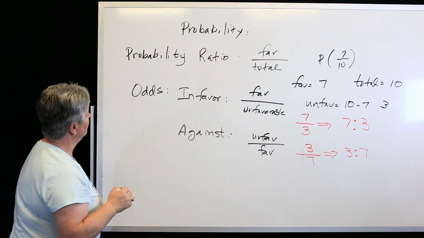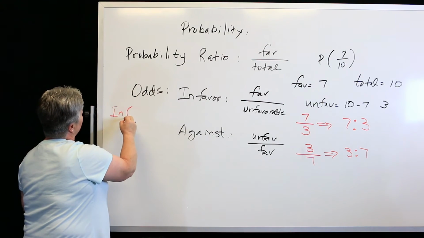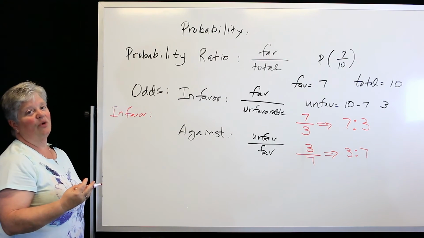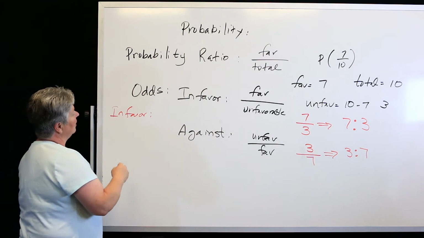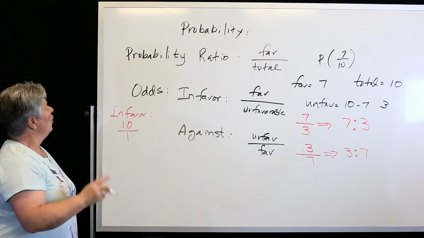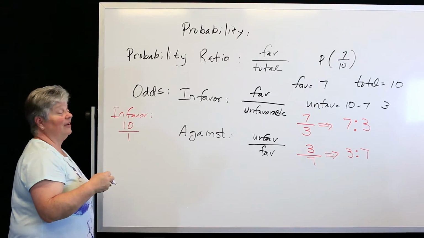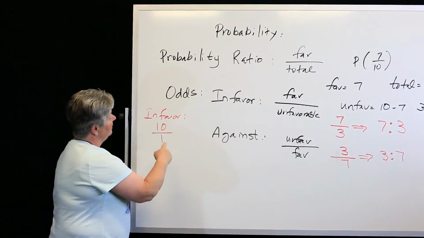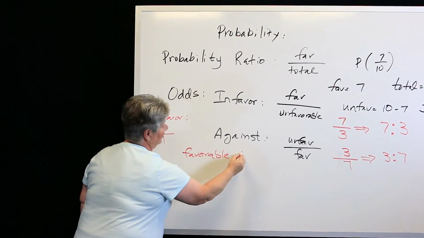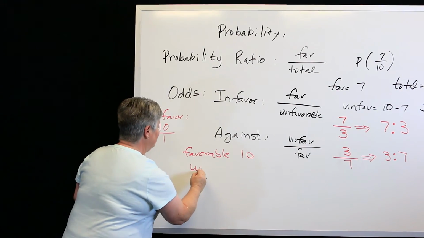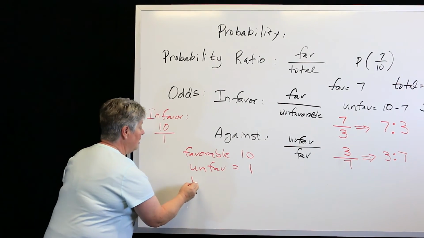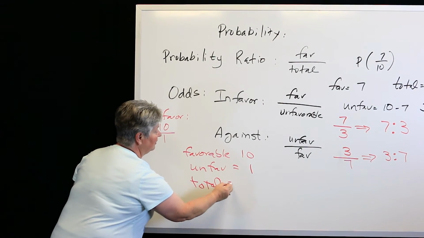If I said to you that the odds in favor of you loving this class right now, at this moment, were 10 to 1, all right? What I know is if I were to take a poll here, in this particular case, favorable, loving this class, would be 10. Unfavorable would be 1. I also would know that the total possible ways would be 11.